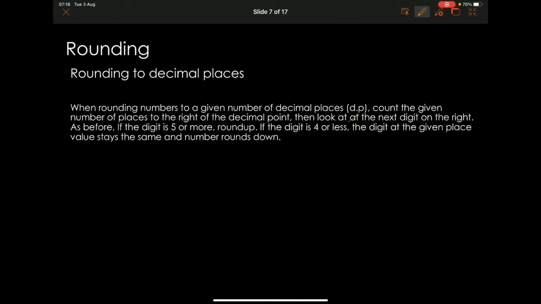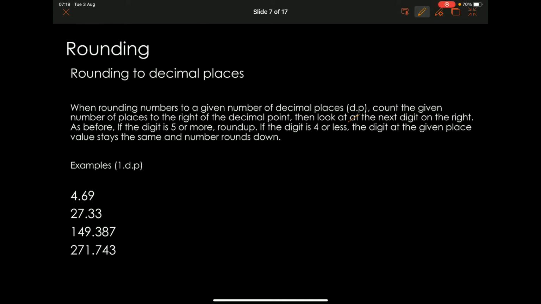As before, if the digit is 5 or more, round up. If the digit is 4 or less, the digit at the given place value stays the same and the number rounds down. Now, let's look at some examples and we'll go through that explanation again. If you want to pause the video and try and round these to 1 decimal place, please do.